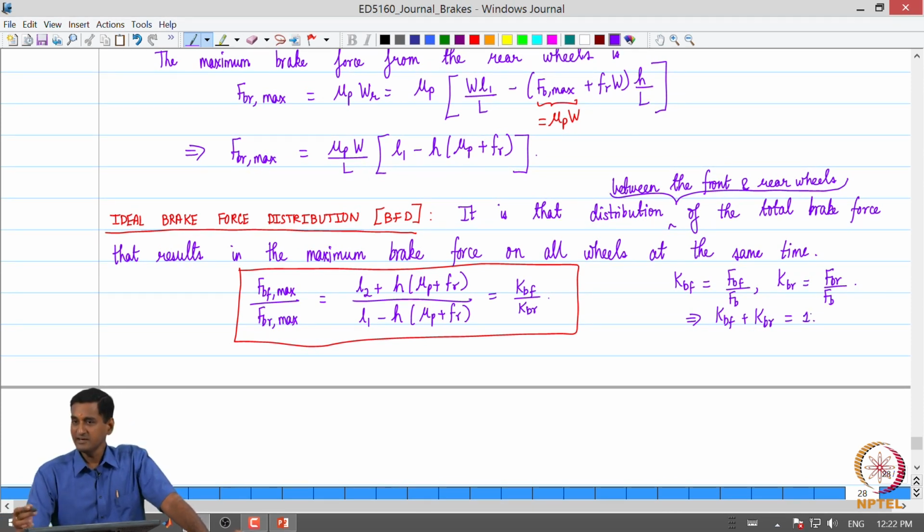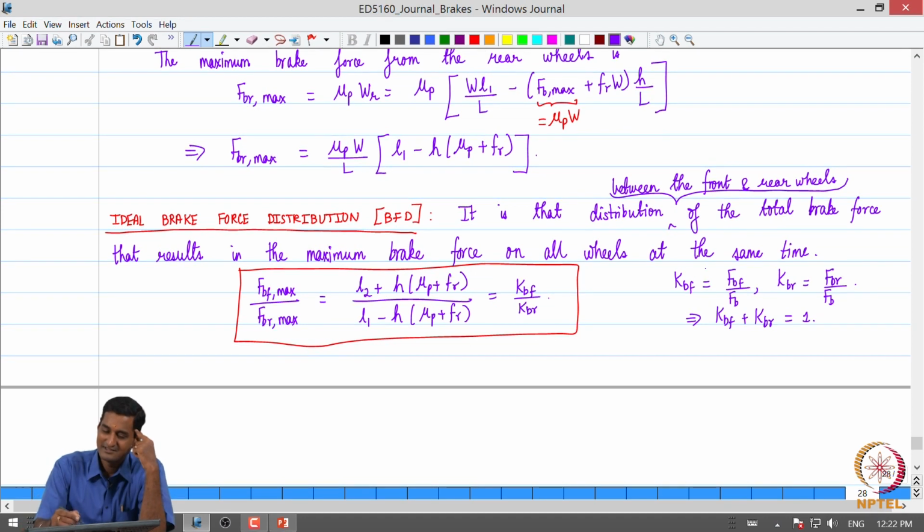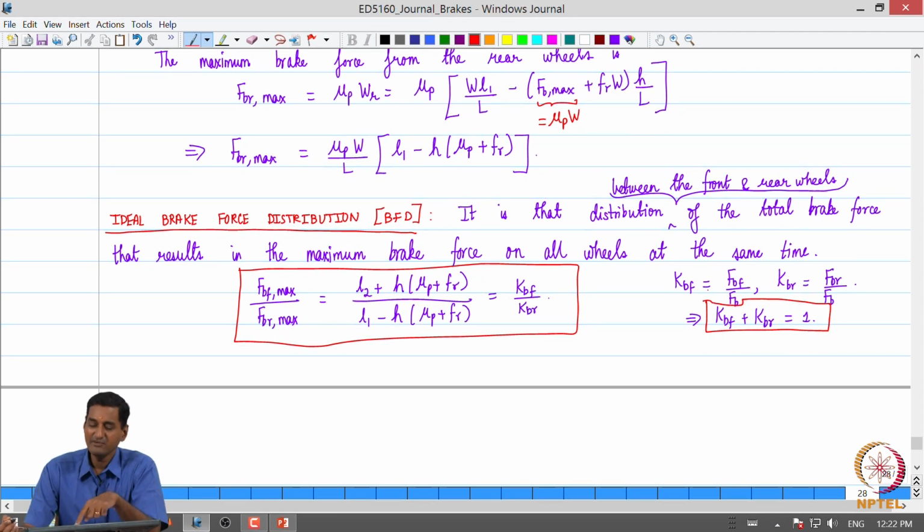Typically for a given vehicle, if you are given L1, L2, H, mu P and Fr, you can calculate the ratio of KBF and KBR. Then how do you get the individual values? You use the second equation, KBF plus KBR equals 1, because from the first equation you can only get the ratio of KBF and KBR. You use the second equation to calculate the individual values of KBF and KBR.